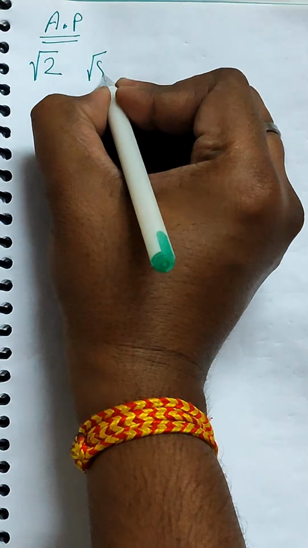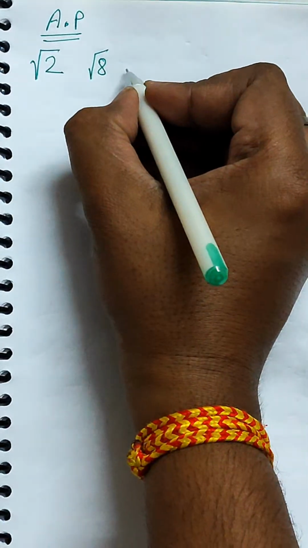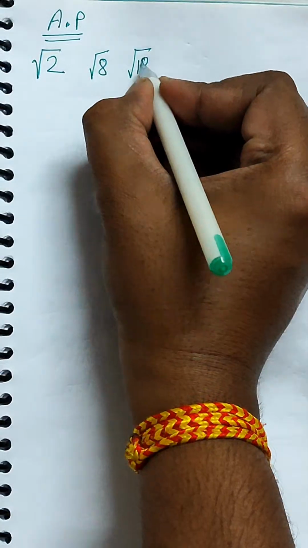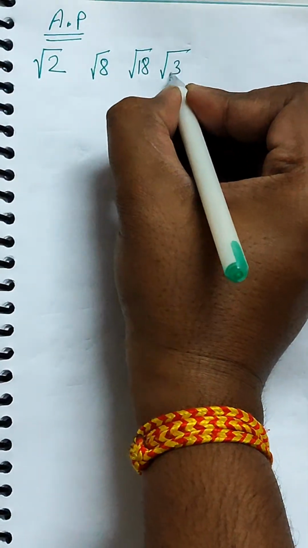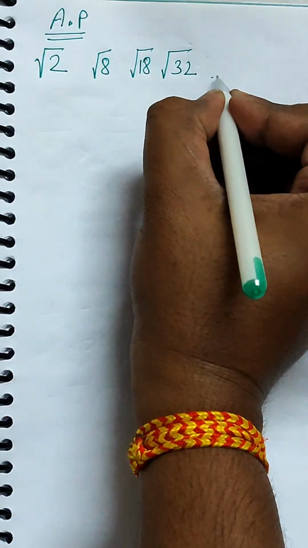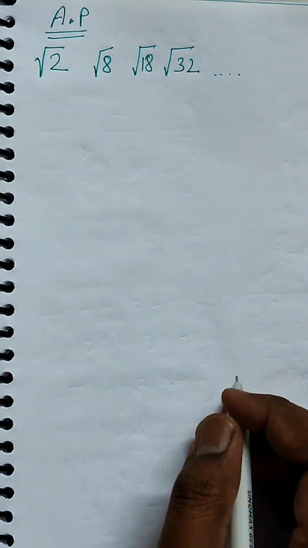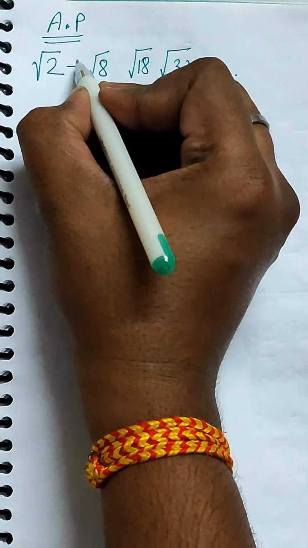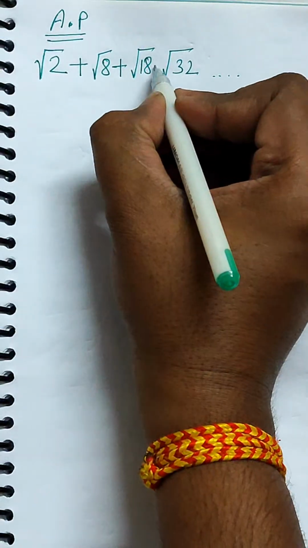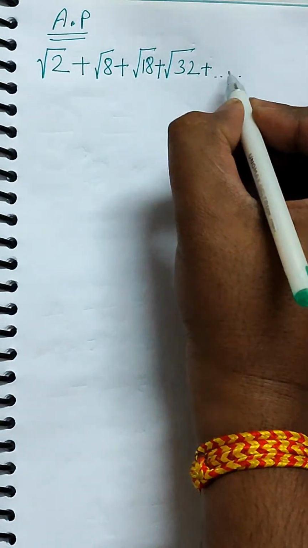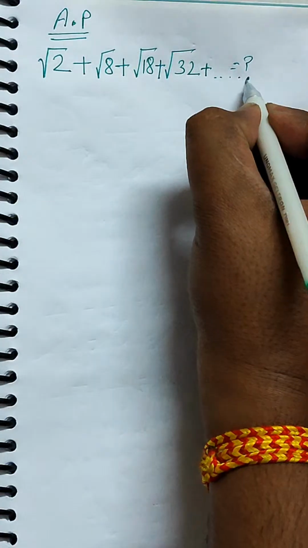and third is root 18, fourth is root 32, like that. Okay, we need to find the sum of the series of these numbers, that is equal to what?